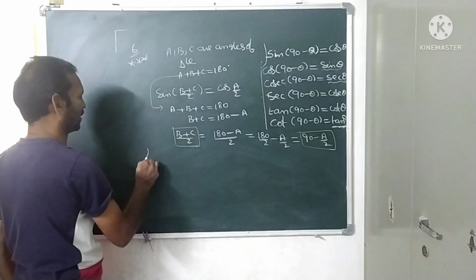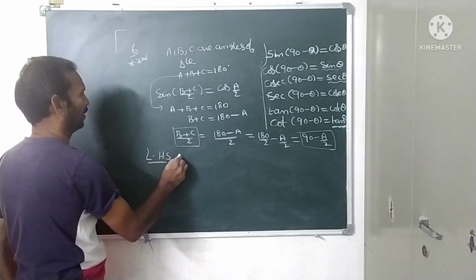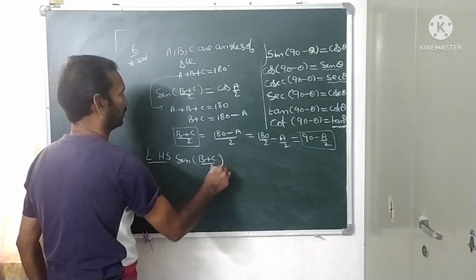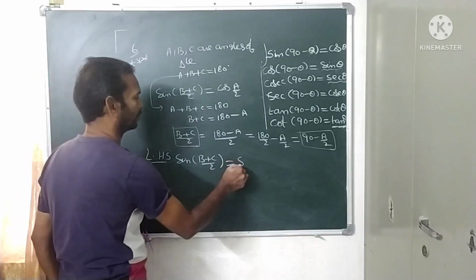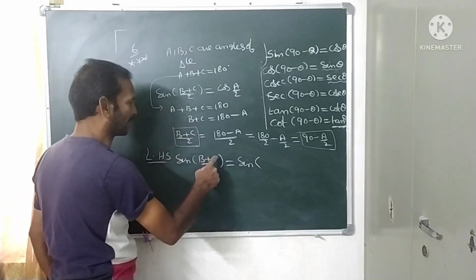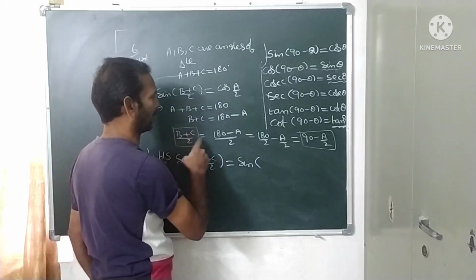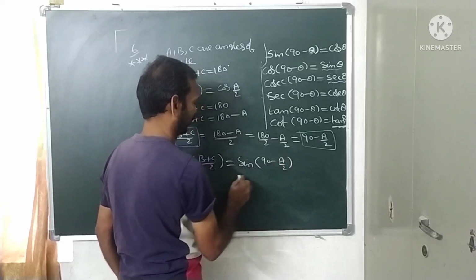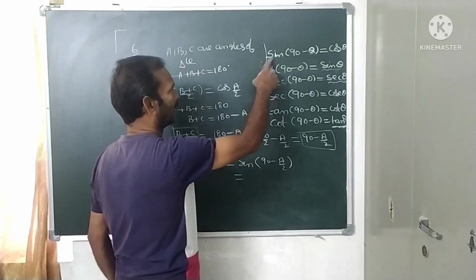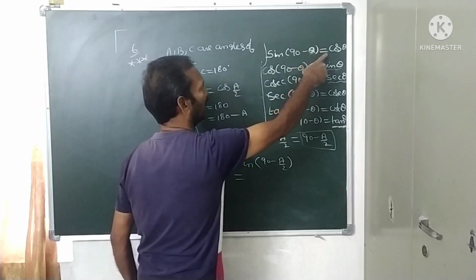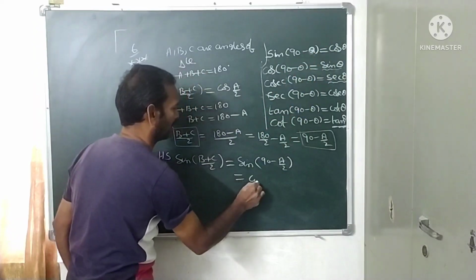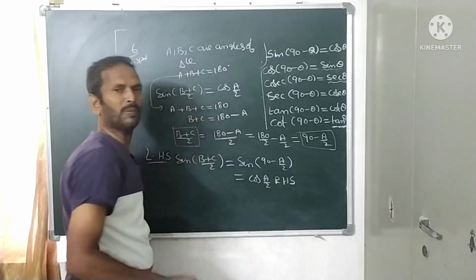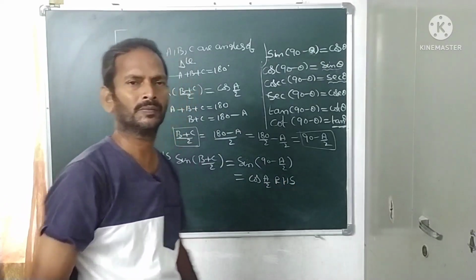Now consider LHS. Sin of B plus C by 2. B plus C by 2 means what? B plus C by 2 is equal to 90 minus A by 2. Same, sin 90 minus theta, formula cos theta. So cos of A by 2. This is RHS. Simple problem and most important problem.